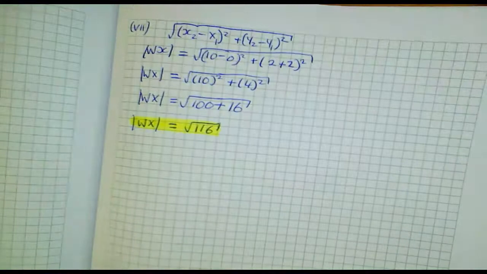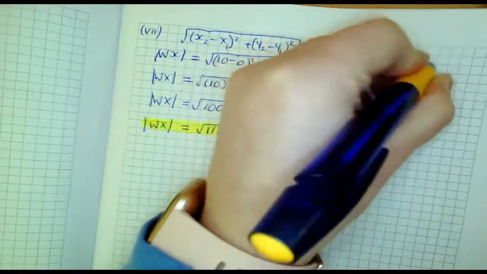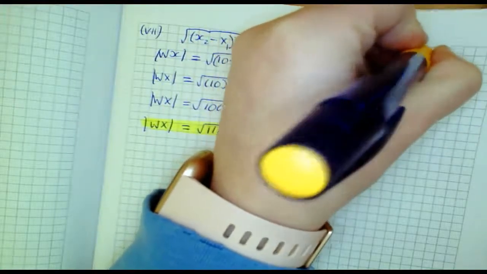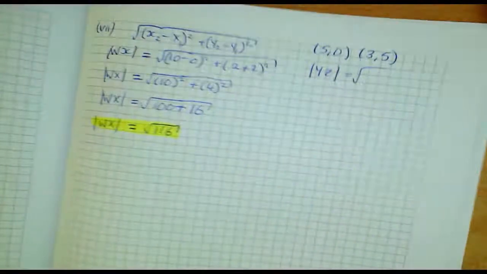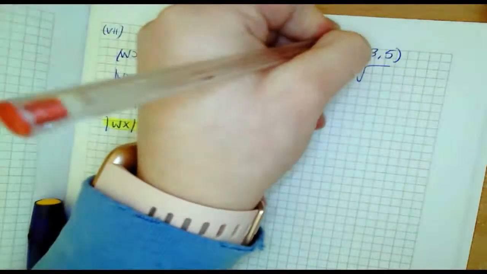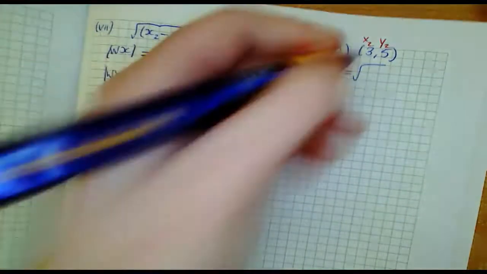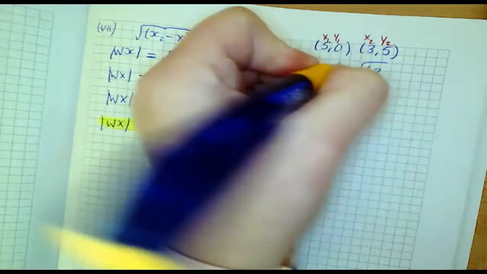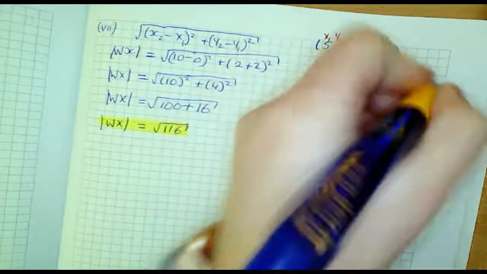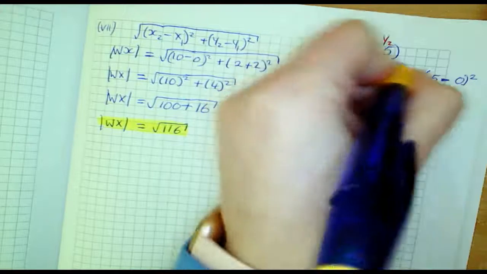And then we're also asked to find the length of YZ. So we know that Y is (5, 0) and Z is (3, 5). So if I just label those points there, x1, y1, x2, y2. So x2 is 3 minus x1, what do we label x1? It was 5, squared, plus y2, what do we label y2? It's 5, minus y1, what do we label y1? It's 0, and that's also squared.